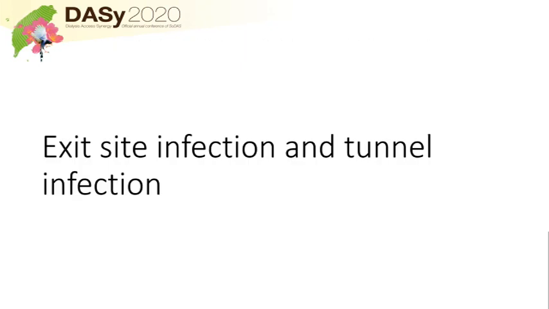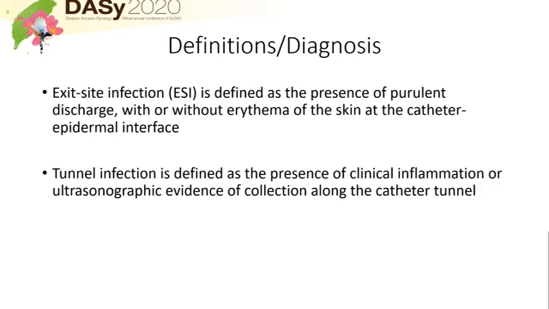And then I will proceed to exit-site infection and tunnel tract infection. Exit-site infection is defined or diagnosed as the presence of purulent discharge with or without erythema of the skin at the catheter epidermal interface. Tunnel infection is defined or diagnosed as the presence of clinical inflammation or ultrasonographic evidence of collection along the catheter tunnel.